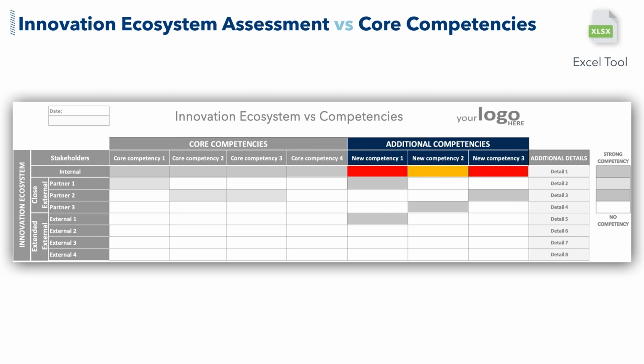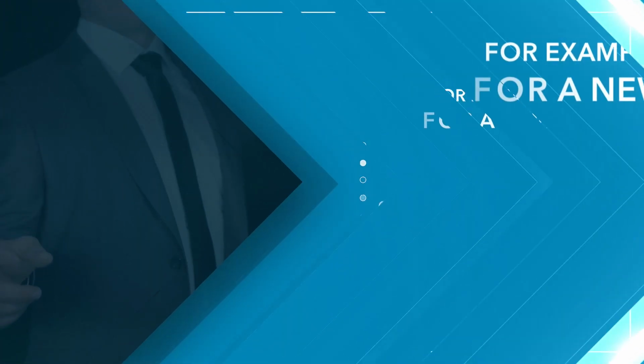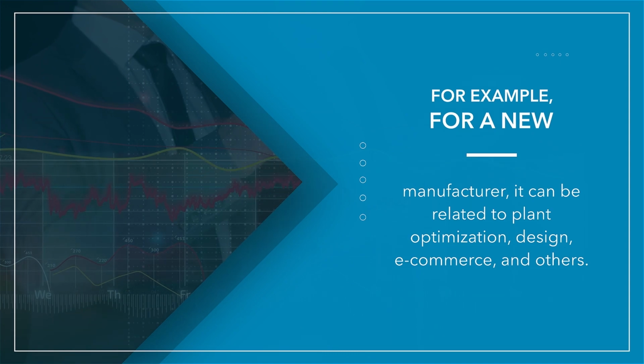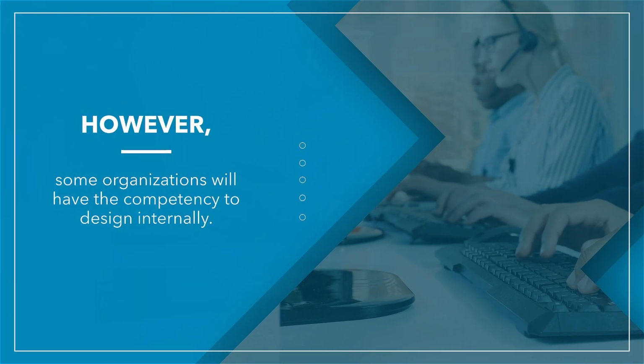overall competency. In order to complement additional core competencies, it is relevant to select partners that could already have a strong core competency. Basically, the objective is to look for partners within the innovation ecosystem that can support us and take over any task that is currently not part of the internal competency. For example, for a new manufacturer, it can be related to plant optimization, design, e-commerce, and others. However, some organizations will have the competency to design internally.